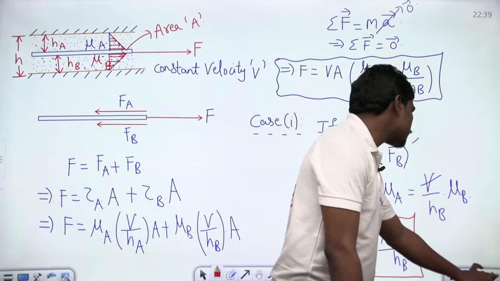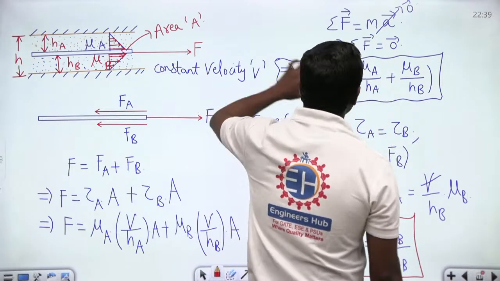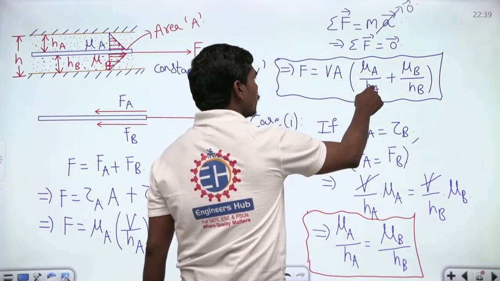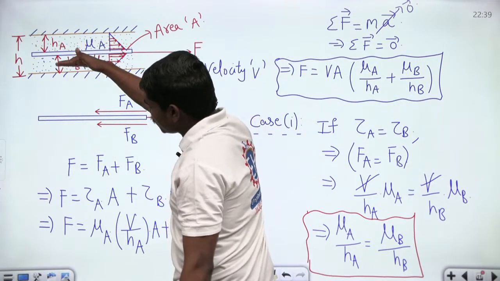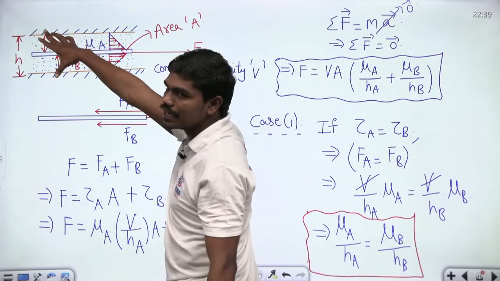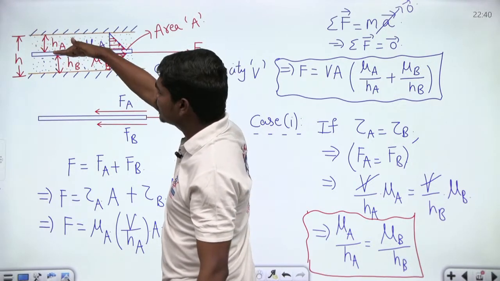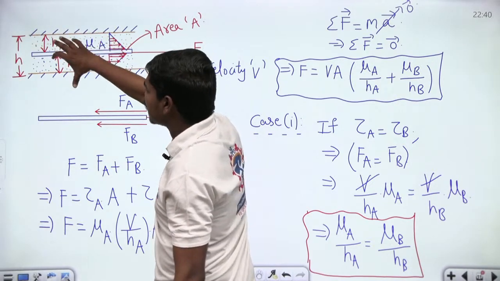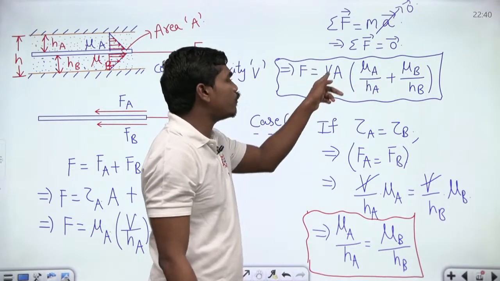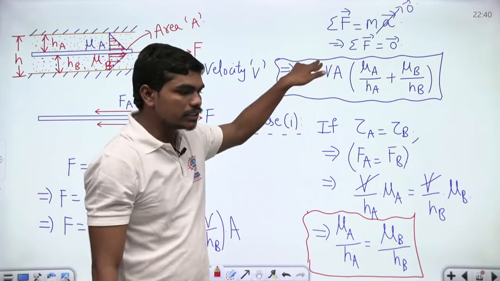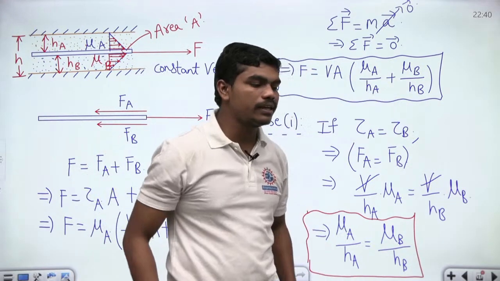Now if this is the case, this F is basically depending upon all these terms. Depending upon these locations of HA and HB, if this plate is shifted a bit to the bottom, then HB decreases and HA increases. Correct? Similarly, if this plate is moved a bit to the top, then HA decreases and HB increases. So depending upon the values of HA and HB, will your force change?